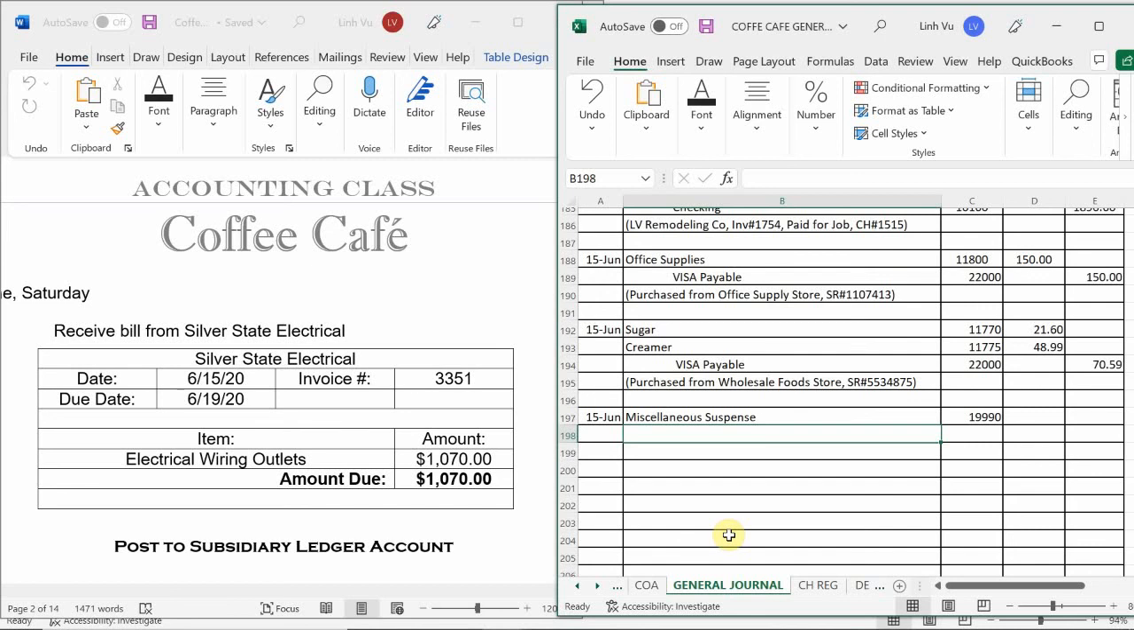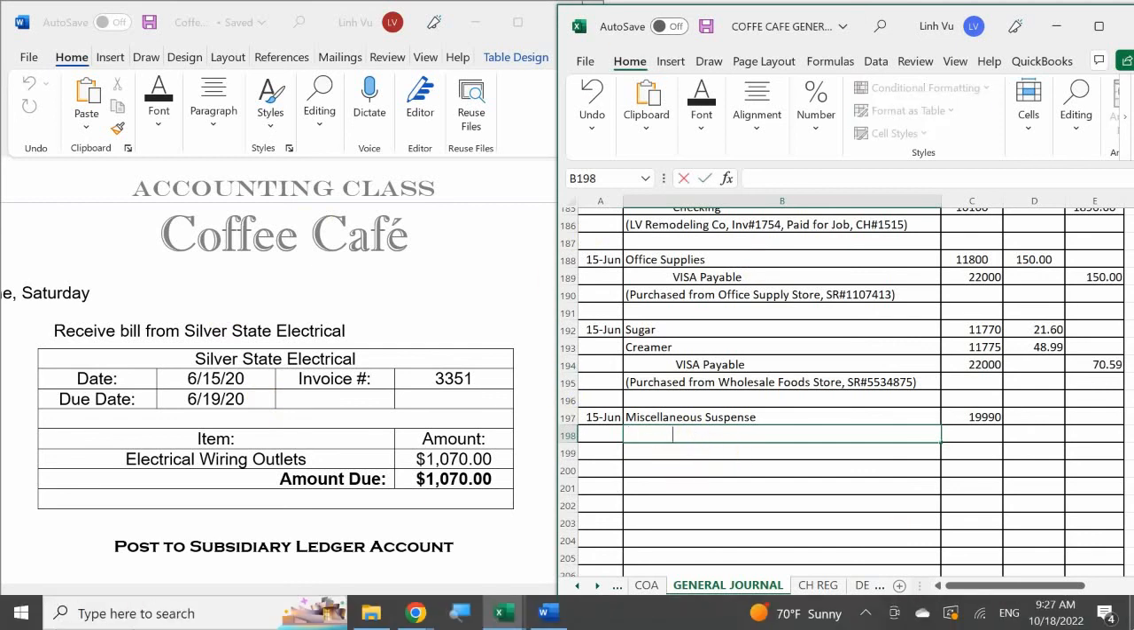and I choose to pay it later, would it be Visa payable? Would it be your accounts payable? We didn't use a credit card to pay for this, so not Visa payable, but yes, accounts payable, because now I owe Silver State Electrical money, right? Because I'm not going to pay them now. I'm going to choose to pay them later. So therefore, accounts payable is correct.